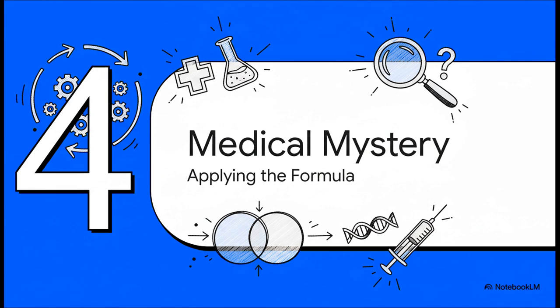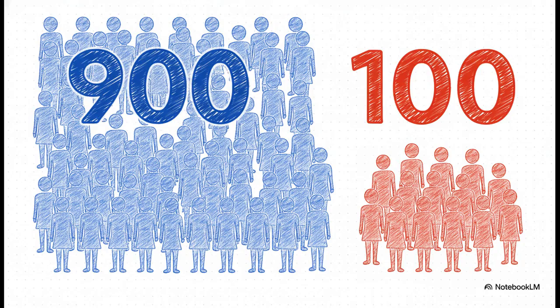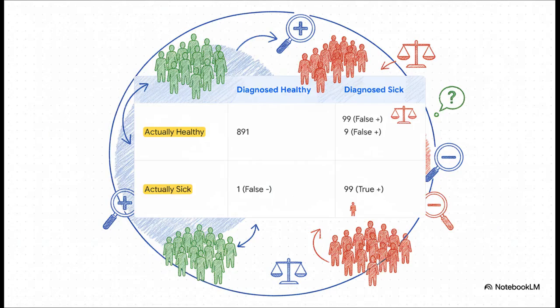We're going to take this exact formula and use it to finally solve that medical mystery we started with. So let's start with a nice round number. Imagine we've got a group of 1,000 people. This is our whole population. Now, in this group of 1,000, the disease we're testing for is actually kind of rare. Only 100 of them are actually sick. The other 900? Perfectly healthy. And this is a really important piece of the puzzle. Keep that in mind.